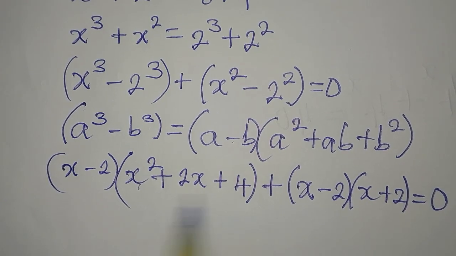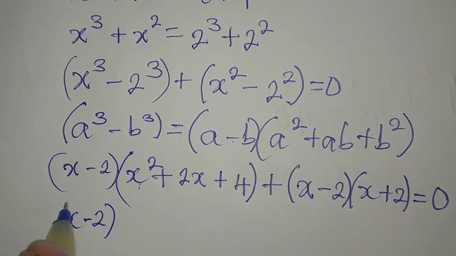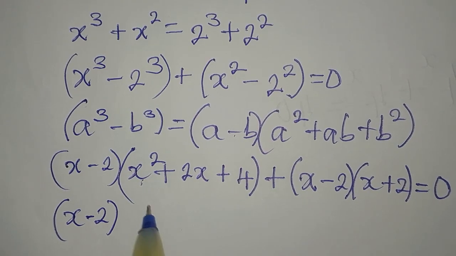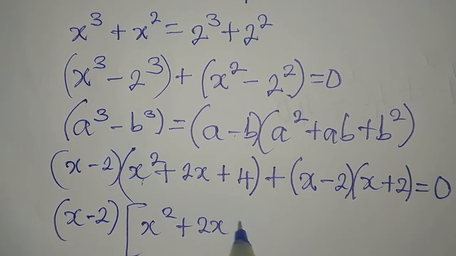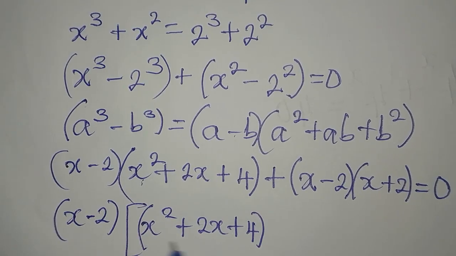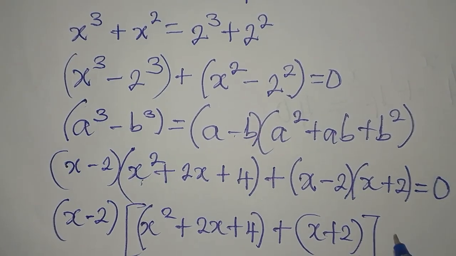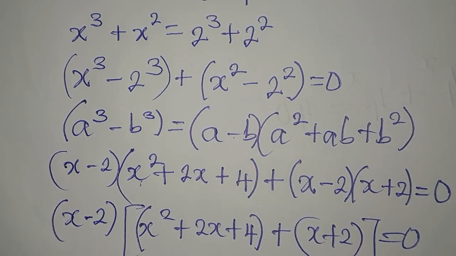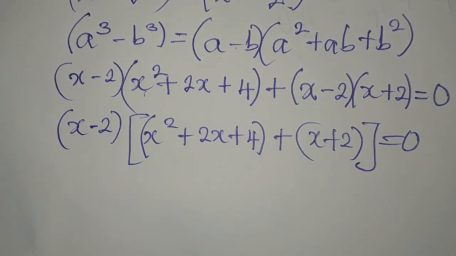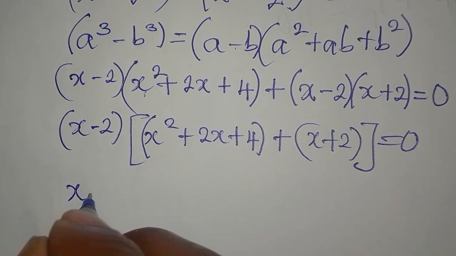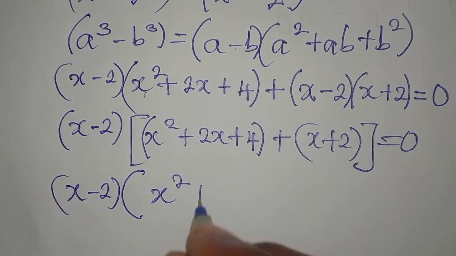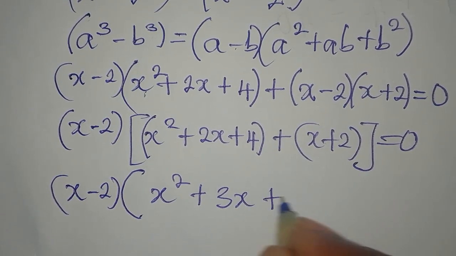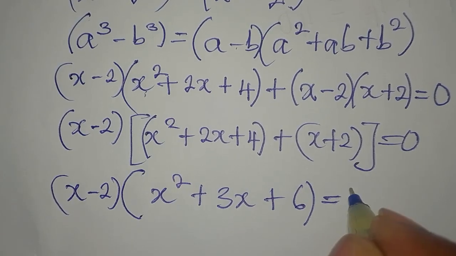Now, this x minus 2 will come out. Then here we have this x squared plus 2x plus 4. We'll have this here plus x plus 2, because x minus 2 is already out. The next step is to add what we have in the bracket. So that x minus 2 is here. Then here we have x squared plus 3x plus 6 equals 0.